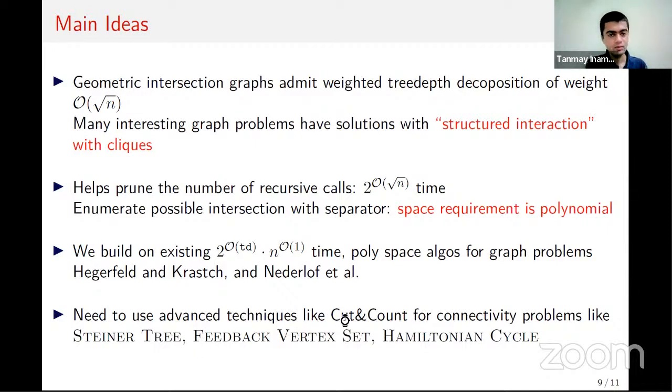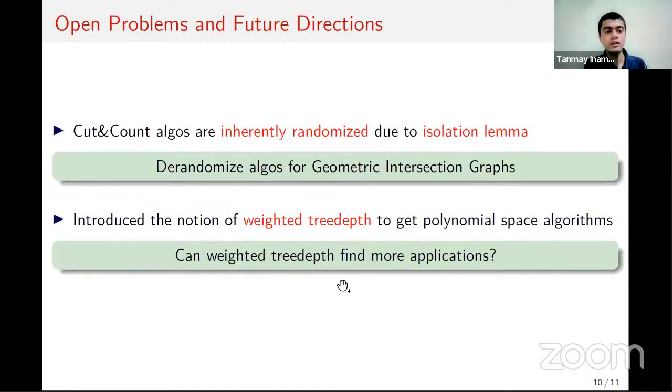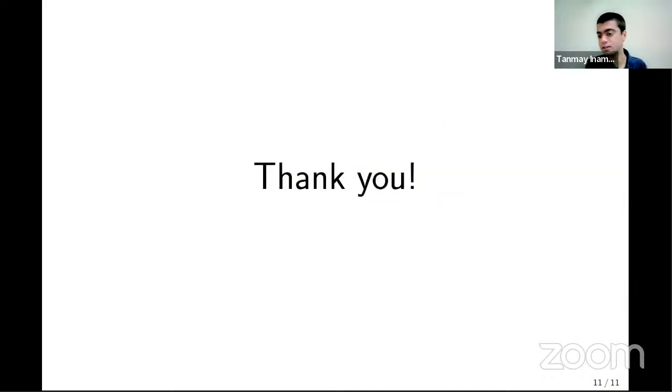So I'll just leave with some open problems. This cut and count technique, which I mentioned, is inherently randomized because it uses the famous isolation lemma. So one open problem would be to de-randomize these algorithms just for this family of geometric intersection graphs. And we introduced this notion of weighted tree depth to get polynomial space. So can you find additional applications of this notion? So that's it.